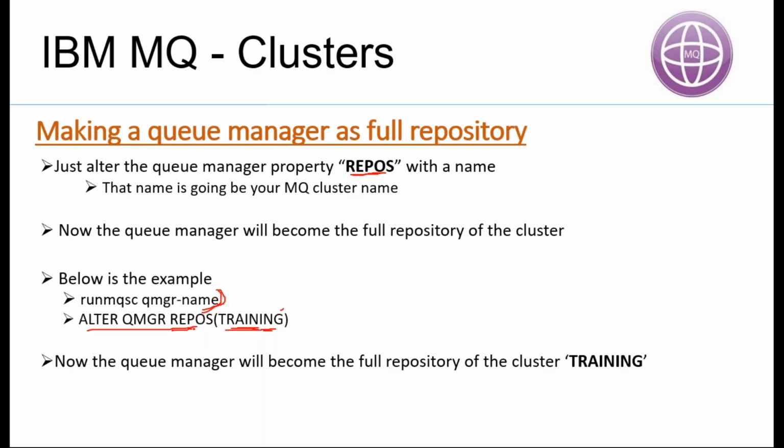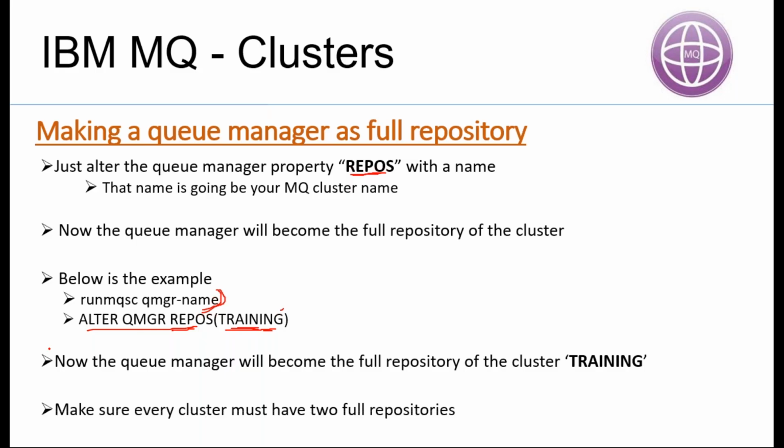Still, this is just a basic step. After this, we have to do a few more things. So for now, it is just a repository concept. Yes, for now, it is just a repository. I'm just explaining how to convert a partial repository queue manager to a full repository queue manager. That's it. Still, we have many things to discuss.